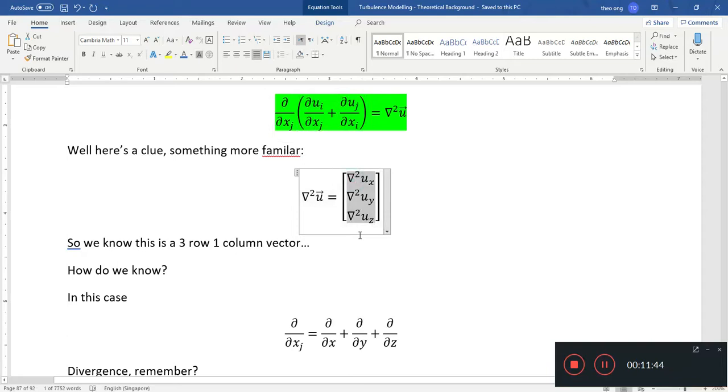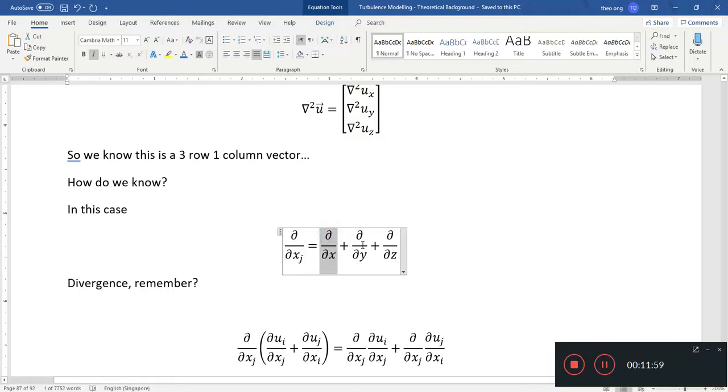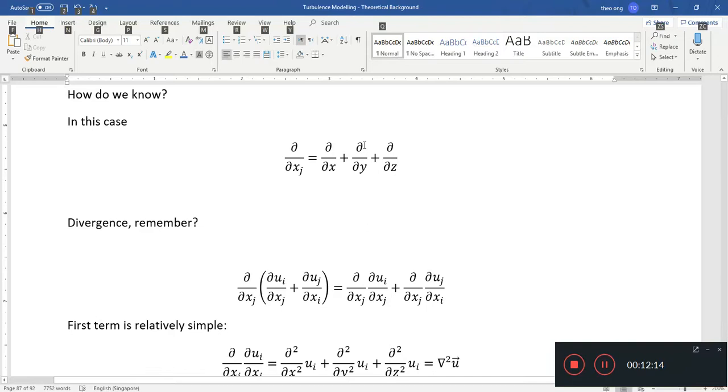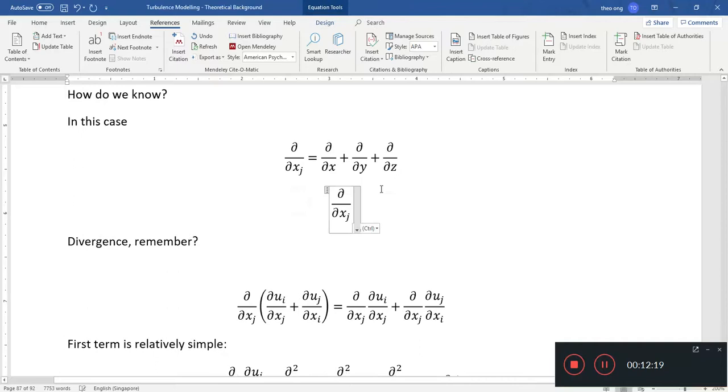In this case, ∂/∂xj is actually Einstein notation of a summation. So the summation is as follows: ∂/∂xj equals ∂/∂x plus ∂/∂y plus ∂/∂z. So this is actually the divergence operator over here, just written in a different form. So ∂/∂xj equals the divergence. It's just written in another form. So what's the divergence of this?